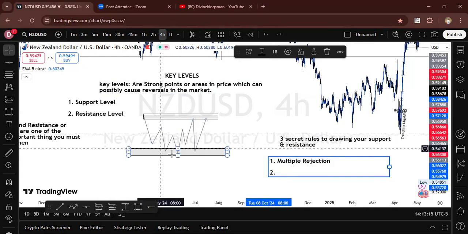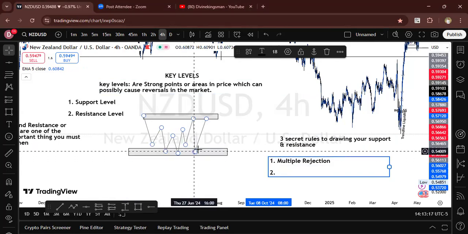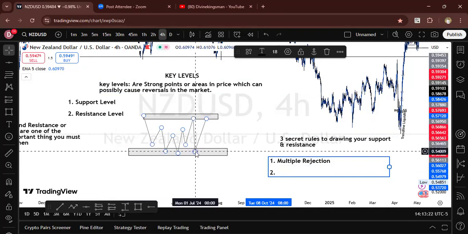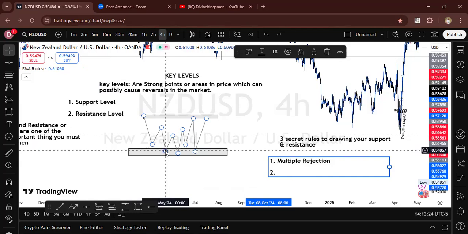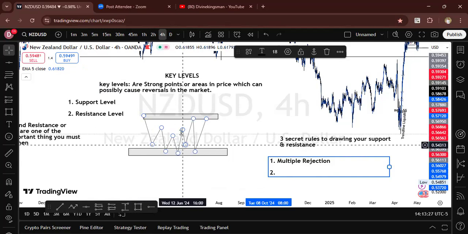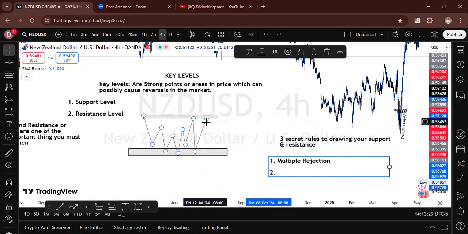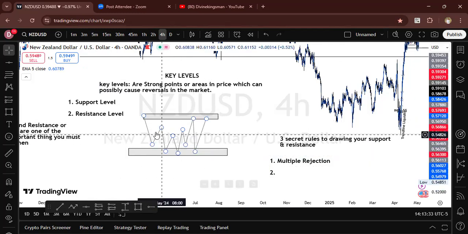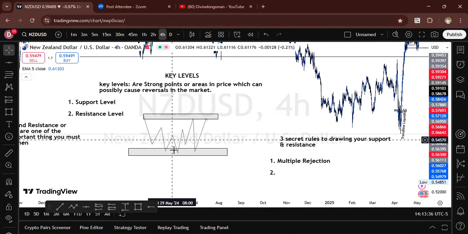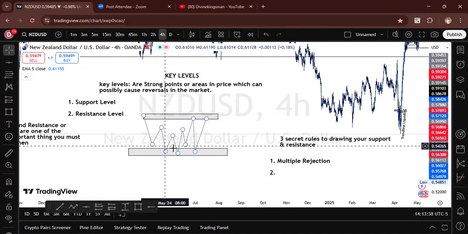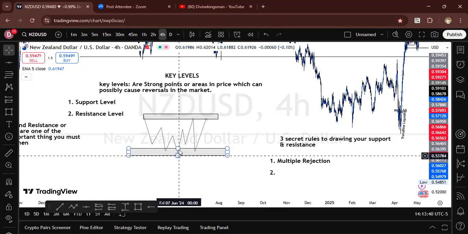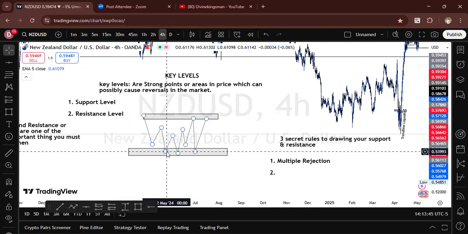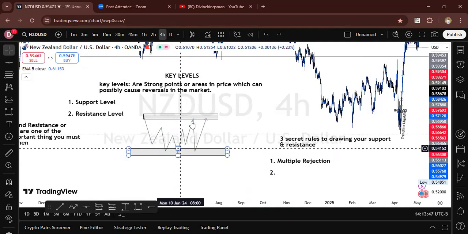For example, this level, this support level, is our swing low. If you look at price coming down like this, it created the resistance level here because price could not keep on going down. And there are multiple rejections here, because whenever price comes here, it goes back up.